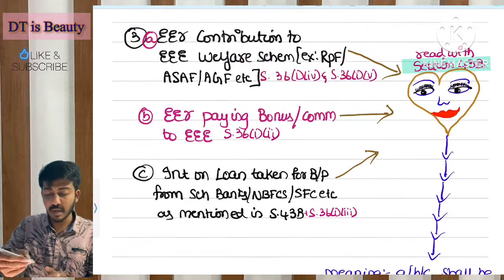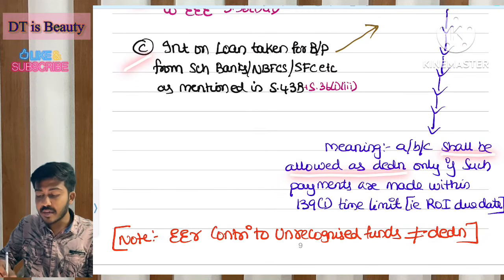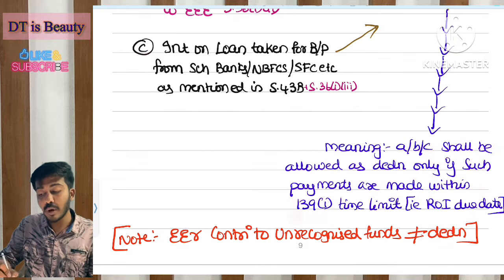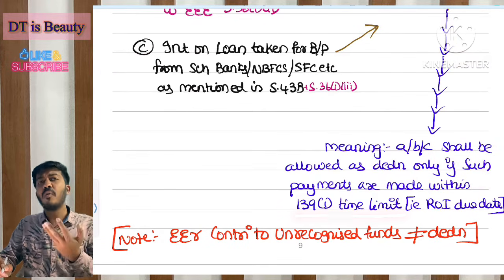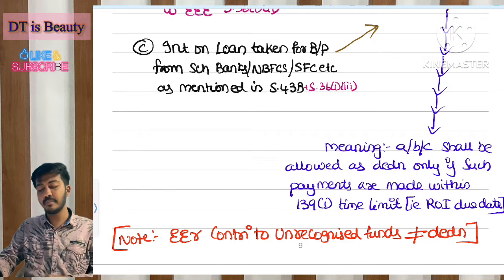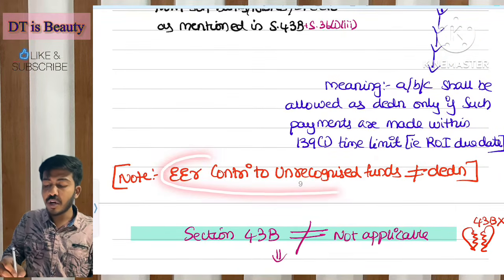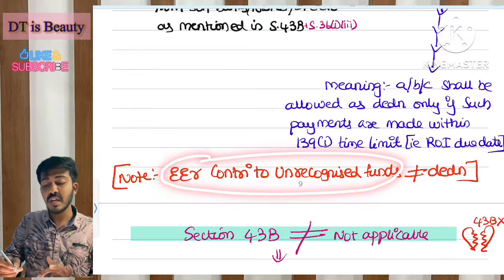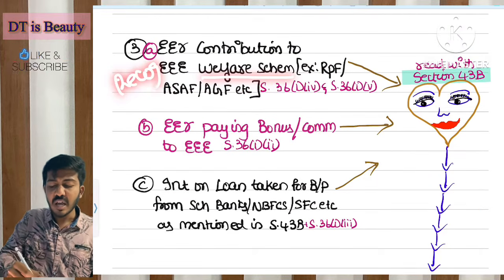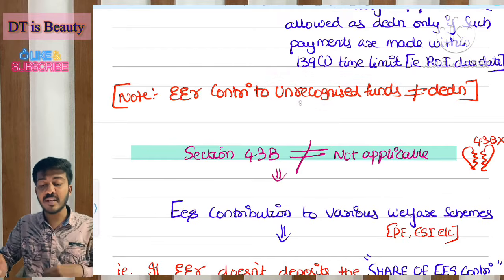What is the meaning, sir? A, B, C shall be allowed as deduction only if such payments are made within the Section 139 one-time limit. What is the 139 one-time limit? It is nothing but income tax due dates, return of income due dates. However, if the employer is contributing to unrecognized funds, here we are speaking only about welfare schemes which are recognized. If they are contributing for unrecognized funds, nothing is allowed as deduction.